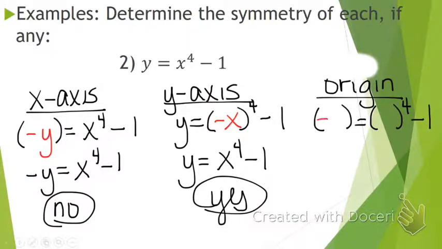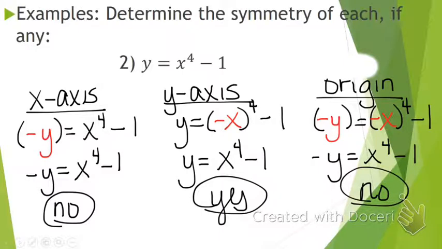So we have negative y and negative x. And when we simplify it, we're left with negative y equals x to the fourth minus 1. So again, that is a no because it has to match. Okay, now let's look at example 3.